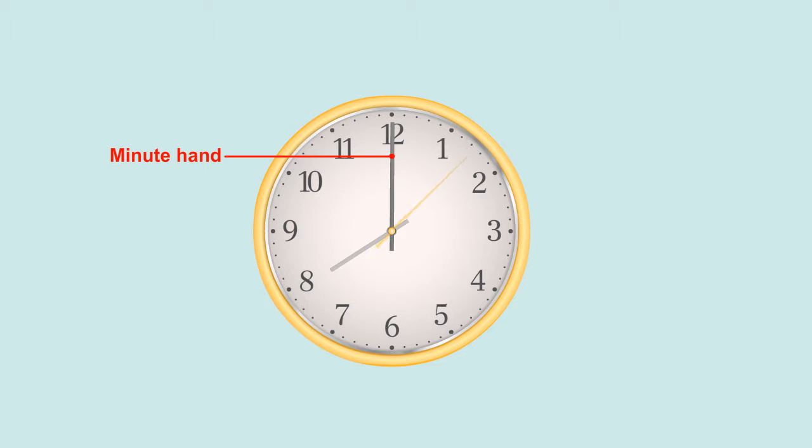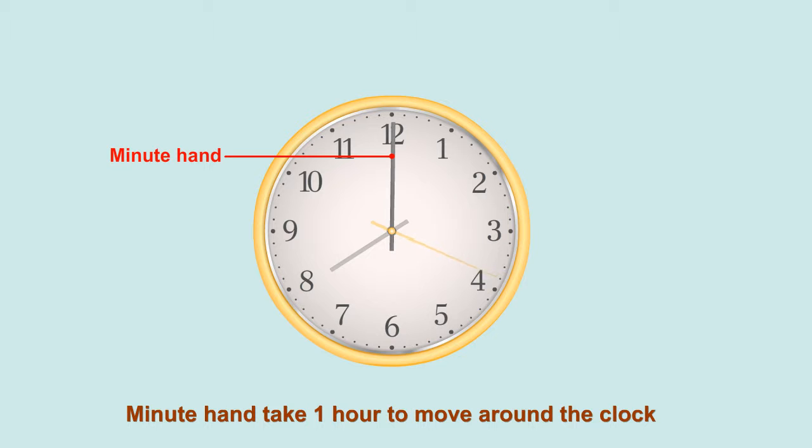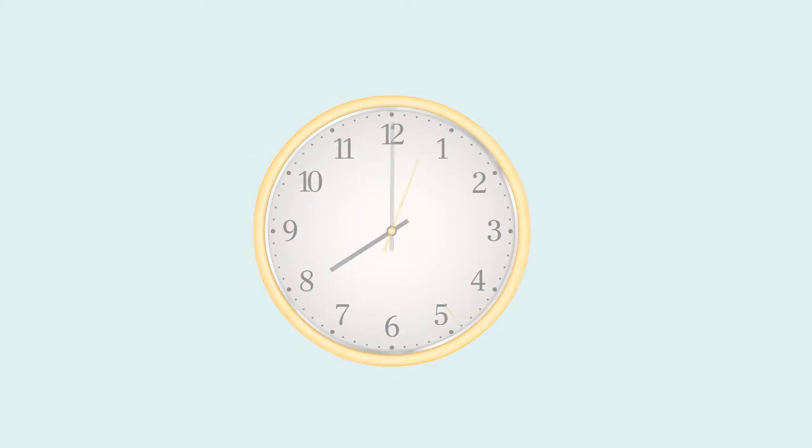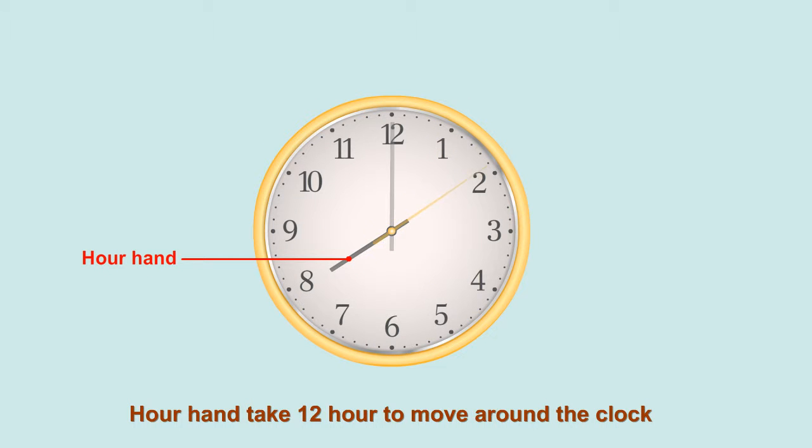The minute hand is faster than the hour hand because the minute hand takes 1 hour to move around the clock, while the hour hand takes 12 hours to move around the clock, as you can see on the screen.